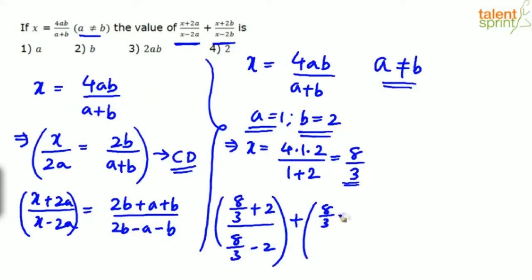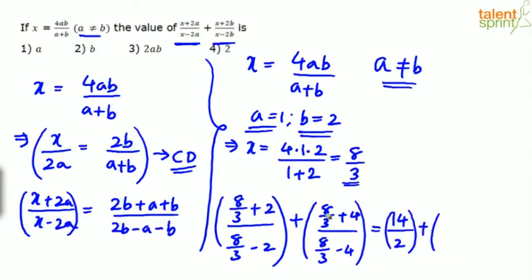So 2b will be equal to 4. So (8/3 + 4) divided by (8/3 - 4). Simplify this, see what do you get? So 8/3 plus 2 times... this becomes 3 into 2, 6. 14/3 divided by 2/3. So basically, denominators 3 and 3 get cancelled. We'll get 14/2. You're able to follow?